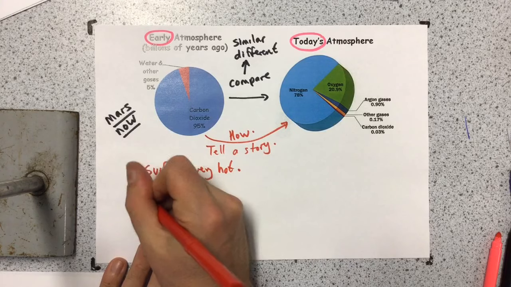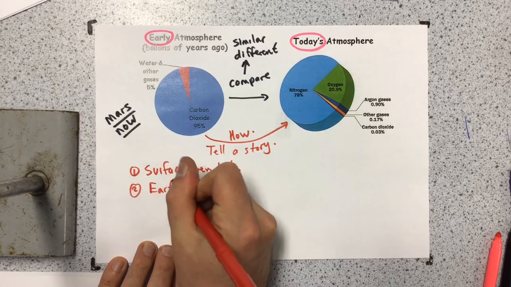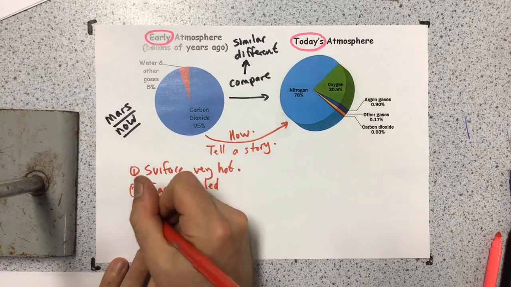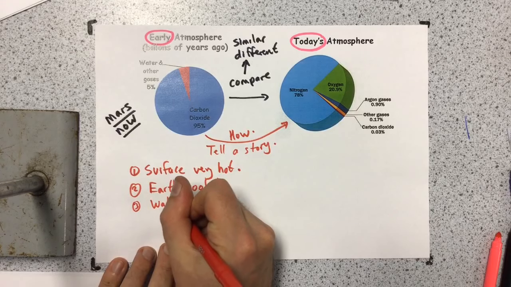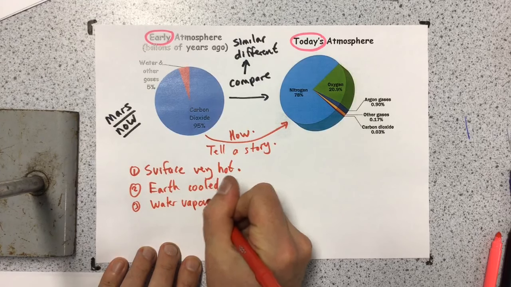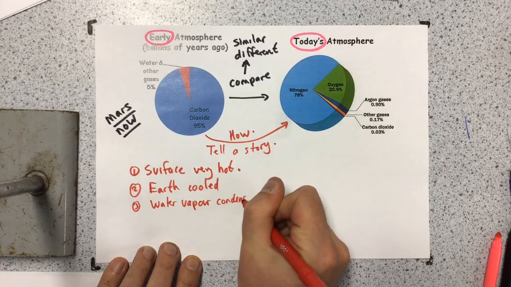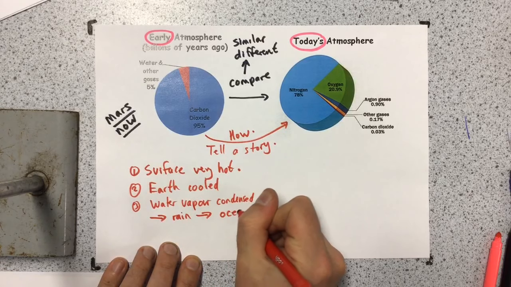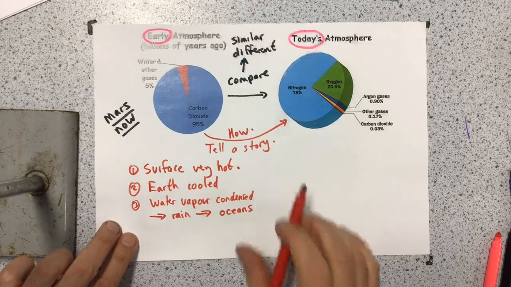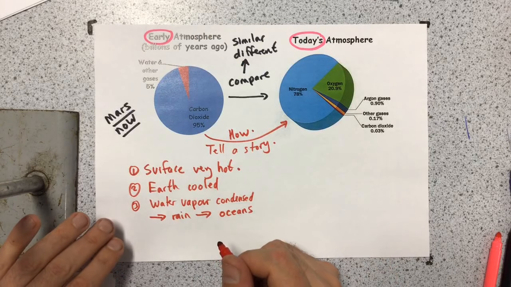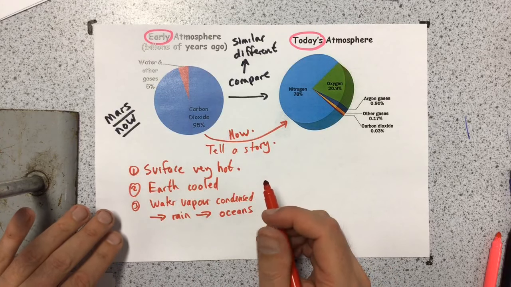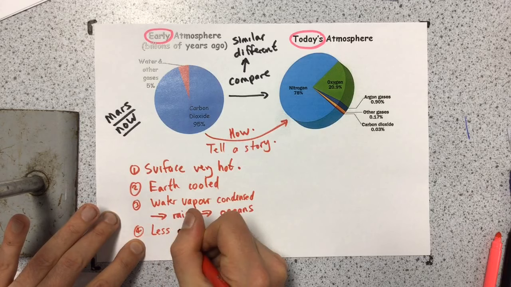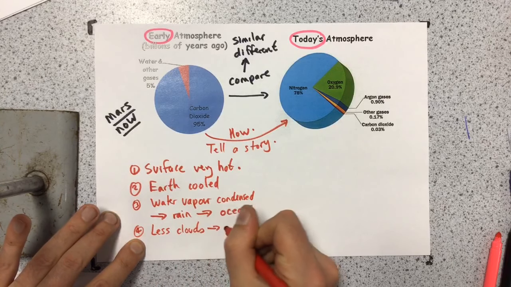So the next thing that happened was the Earth cooled. Now, because the Earth cooled, the water vapor in the atmosphere condensed. This caused lots of rain, and this produced the oceans. Okay? Because the water vapor condensed, there were fewer clouds. So what happened was, because there were fewer clouds, there was more sunlight.